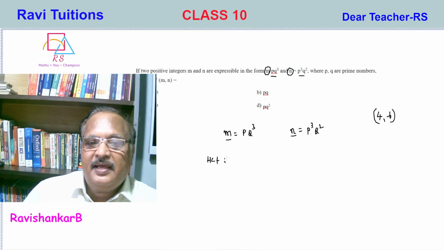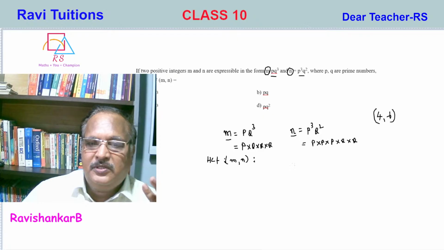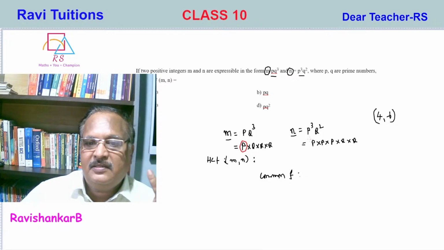HCF of m and n, this we have to find out. Very simple. What are all the possible factors? Let us write q into q into q, this is the easiest way, and p into p into p into q into q. Now common factors, highest common factor. Let us write all the common factors. What are the common factors? I will circle one p, it is common. Here also one more p is there.